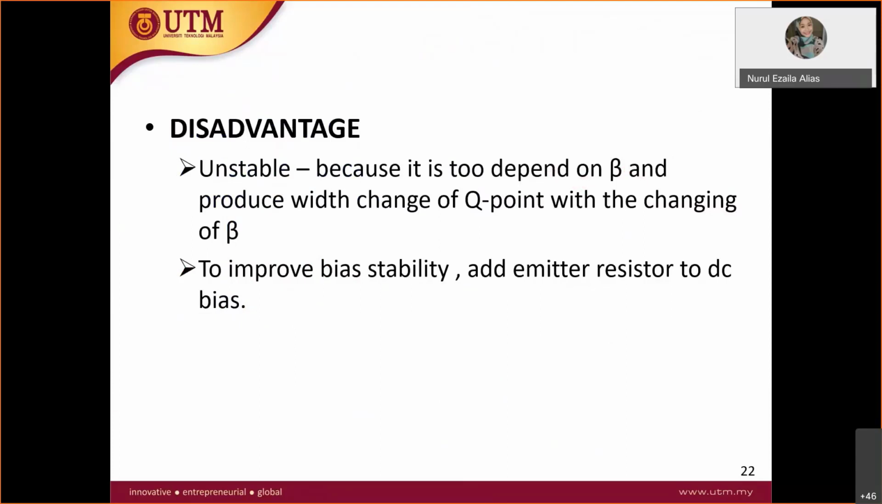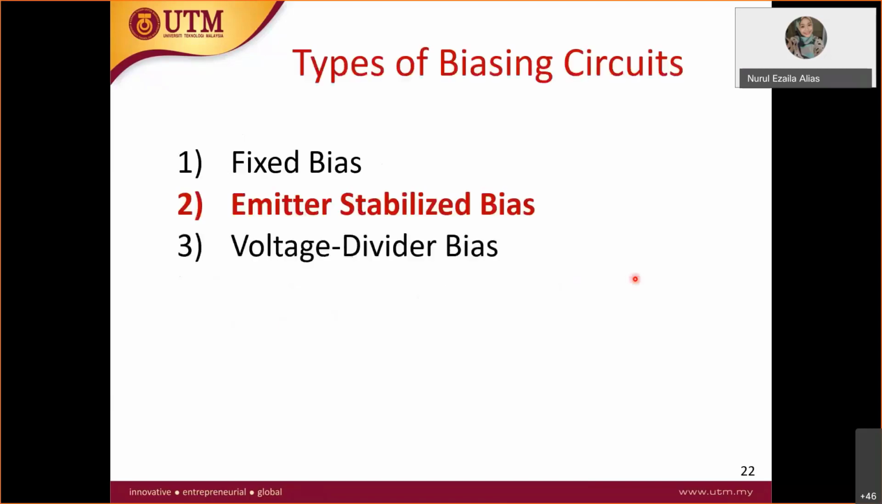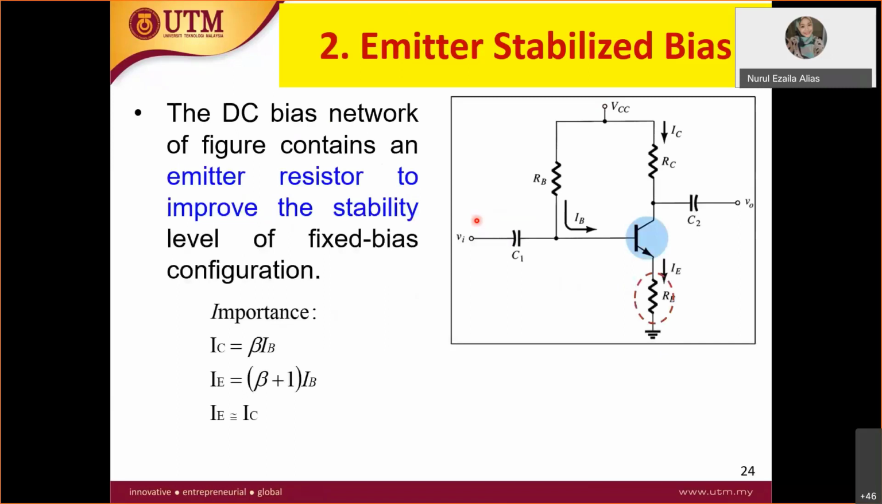Okay, how do we improve the stability? Therefore, we add an emitter resistor to the circuit. Where do we add the resistor? At the emitter terminal. So here comes the second type of biasing circuit, which is emitter stabilized bias. This is how it looks, where fixed bias doesn't have a resistor at the emitter, emitter stabilized bias has a resistor at the emitter.